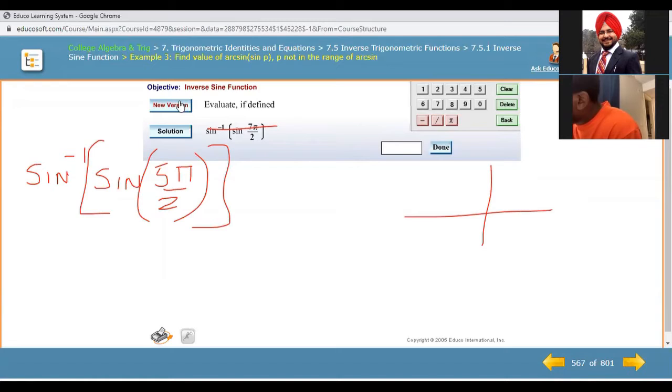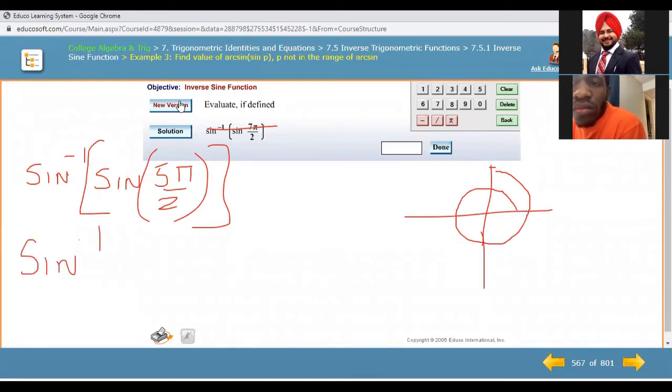Now, if you check 5π/2, what is 5π/2? This is π/2, π, 3π/2, 2π, and 5π/2. 5π/2 is again 90 degrees. And at 90 degrees, what is the value of sine? Sine is 1. So I'm calculating sine inverse of this value, which is 1. And sine inverse 1 is 90.